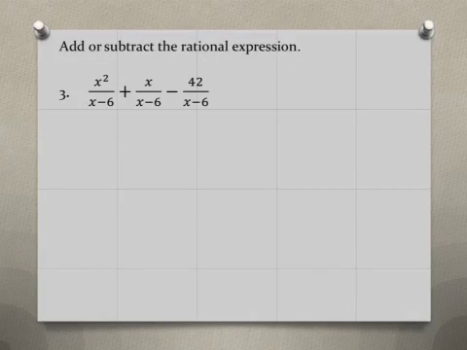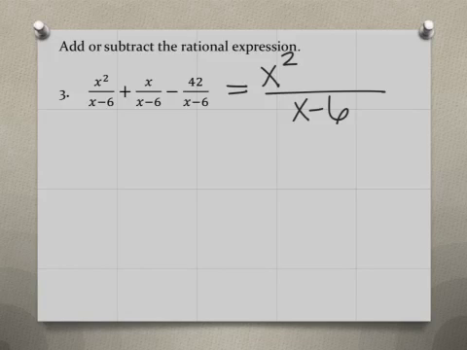To add or subtract the rational expressions, we need to make sure that we have the same denominator in all of the expressions. As you can see here, all three have the same denominator of x minus 6. So we're going to keep that same denominator of x minus 6, and then we're going to combine the top. So at the top we have x squared plus x minus 42.